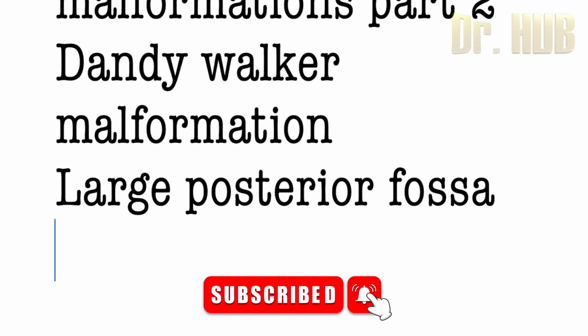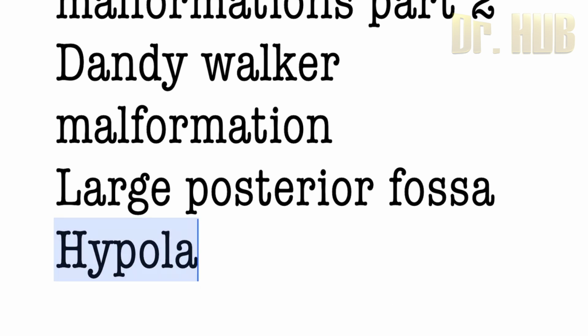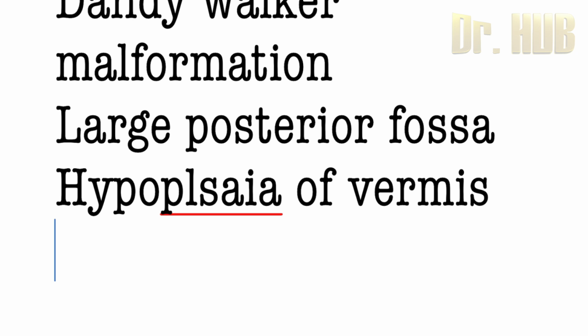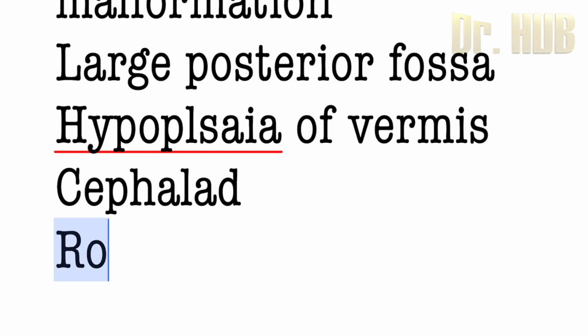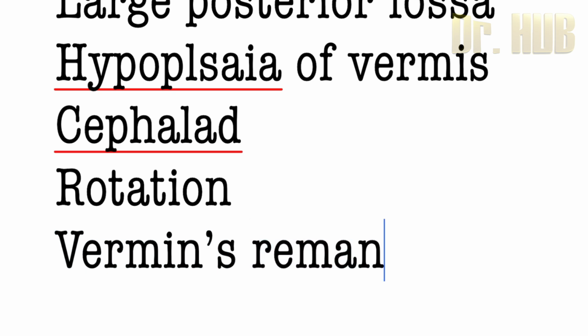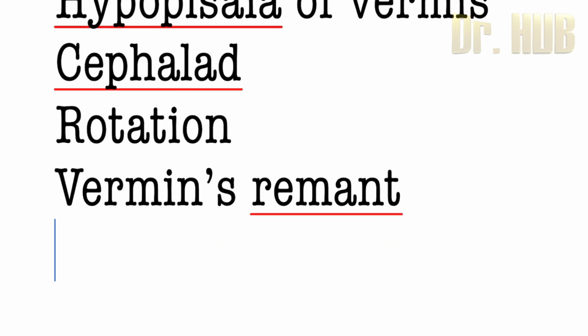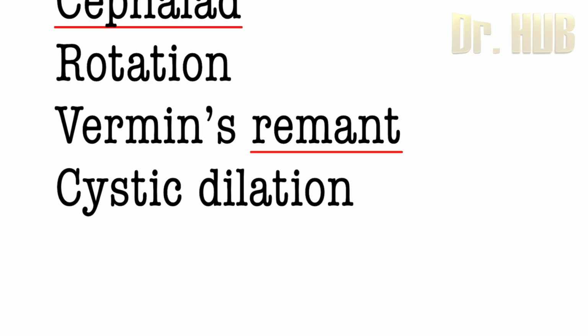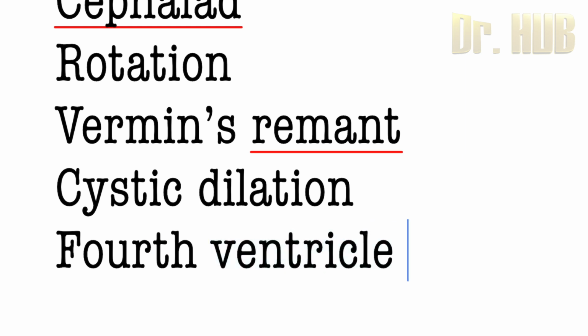and it is characterized by a triad. There is the presence of hypoplasia of the vermis as well as a cephalad rotation of the vermian remnant. So there is a hypoplasia of the vermis and cephalad rotation of the vermian remnant. Next comes the cystic dilation. So cystic dilation is present, and this is of the fourth ventricle, which extends posteriorly.